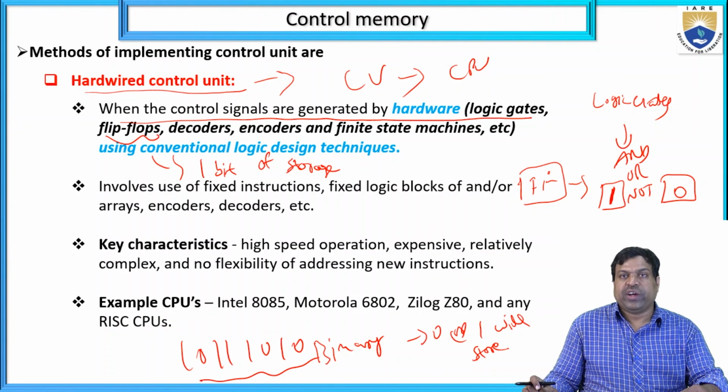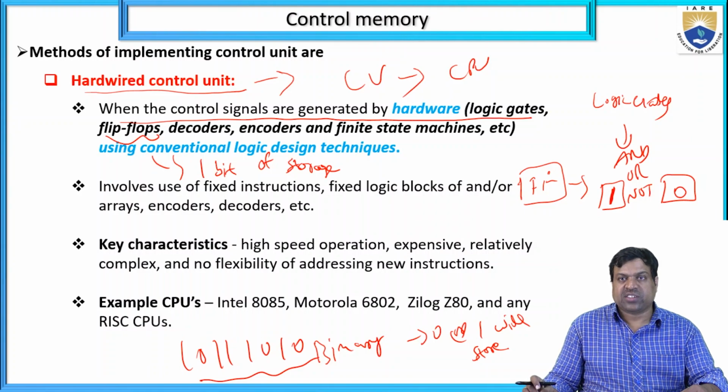And what is a hardwired control unit? Hardwired means it is completely hardware, meaning ICs, integrated circuits, are built into the computer. That is hardware: logic gates, flip-flops, decoders, encoders, and finite state machines. These are the hardware control units. It involves fixed instructions and fixed logic blocks, arrays, encoders, decoders. These are under the hardwired control unit.